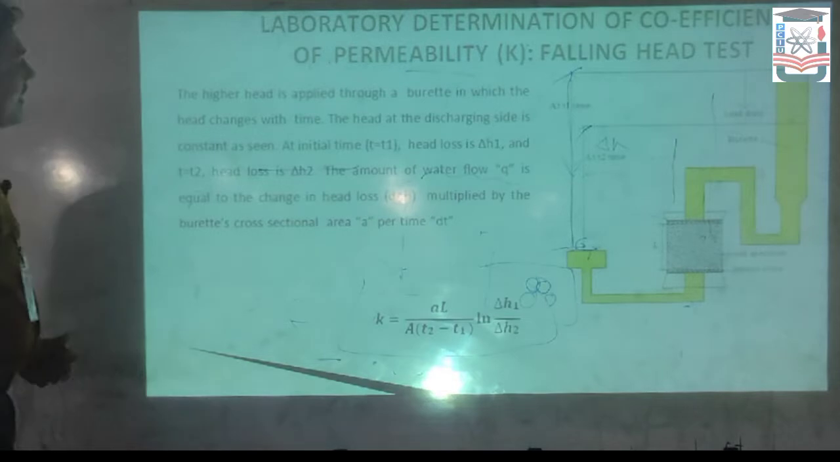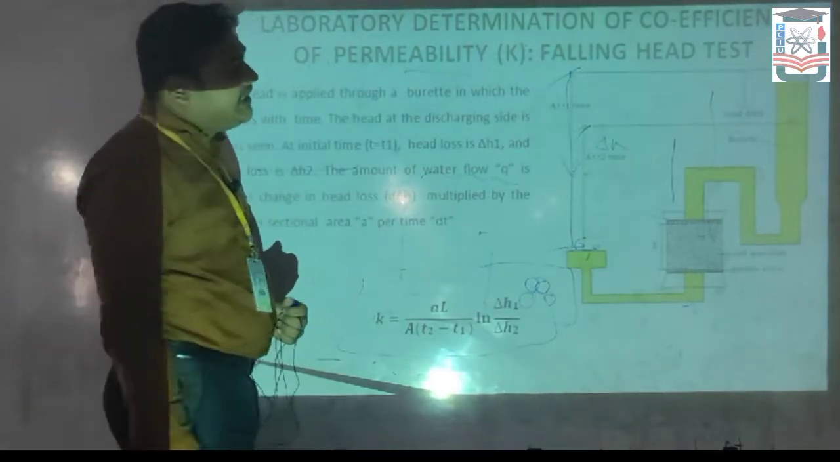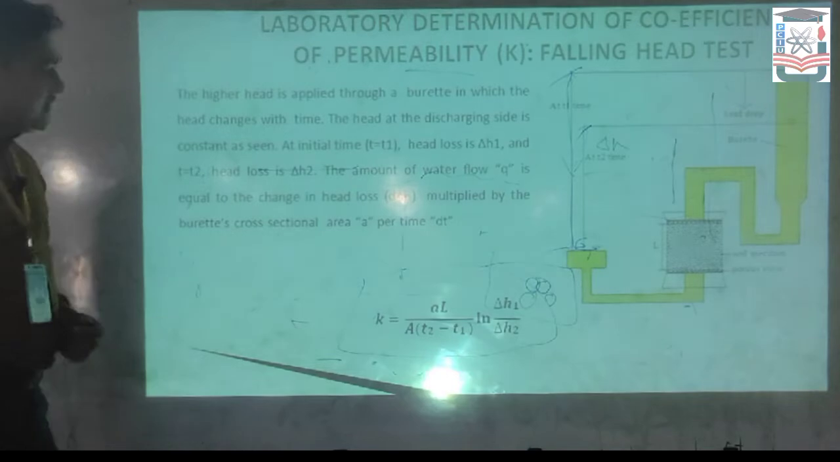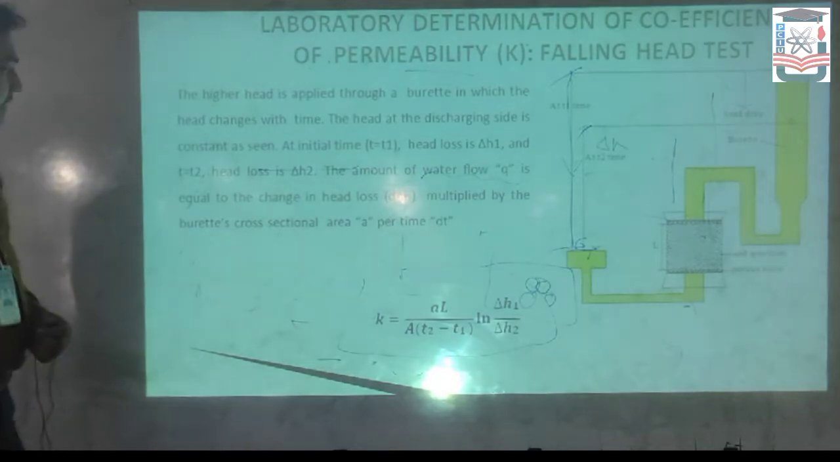And what is A? Small a is the cross-sectional area of the burette, and capital A is the specimen cross-sectional area.